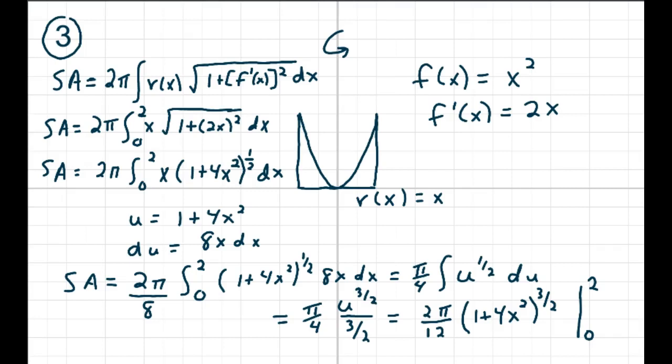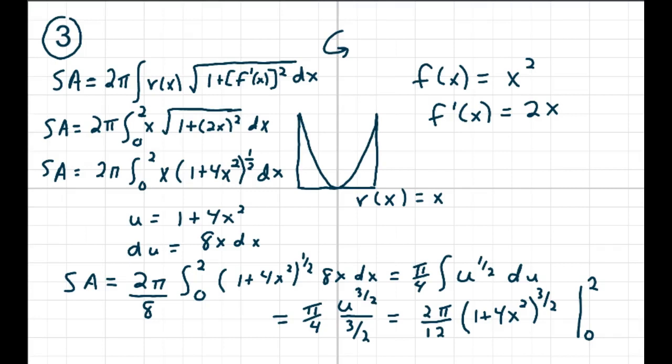This is a u substitution, where u is equal to 1 plus 4x squared. du is 8x dx. So we need an 8 in that problem, so we're going to put it in there. So you have 1 plus 4x squared being raised to the half power times 8x dx, but that 2 pi used to just be by itself. Now we're dividing by 8.